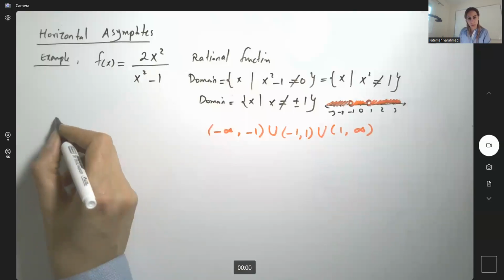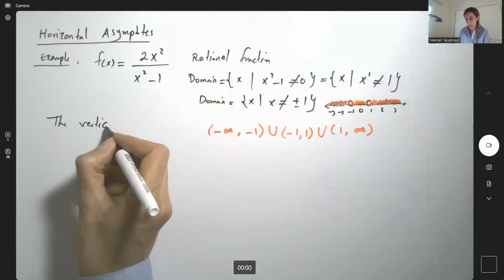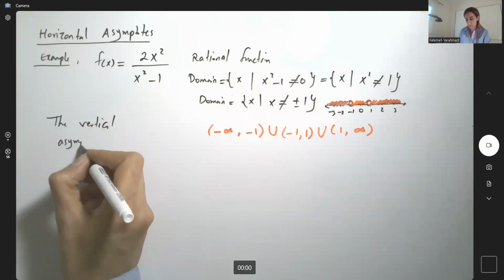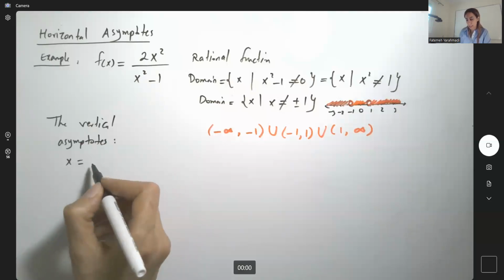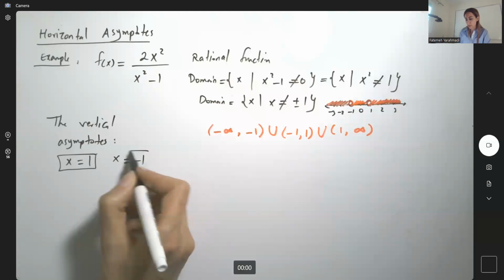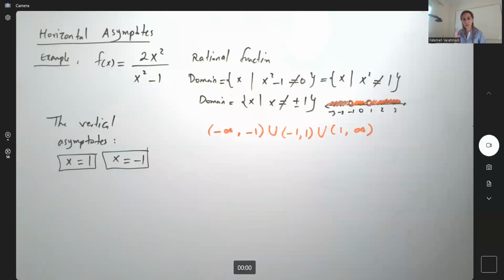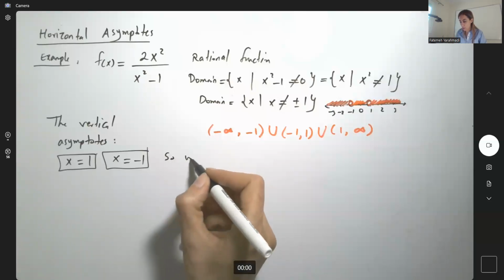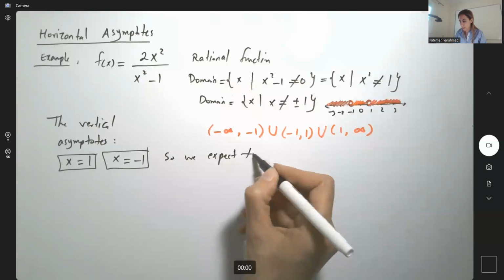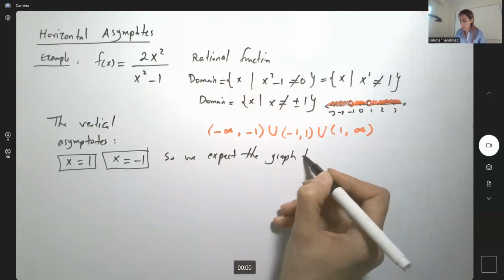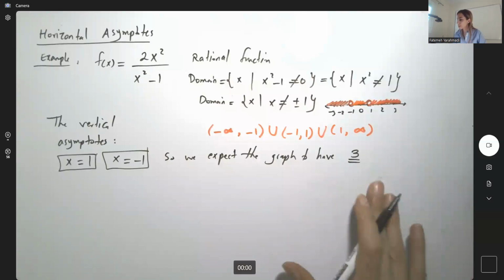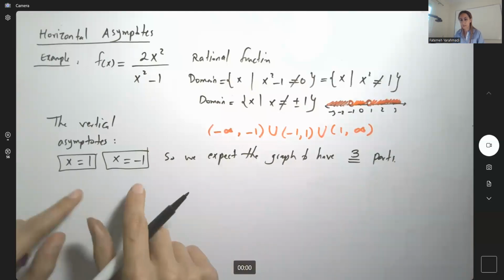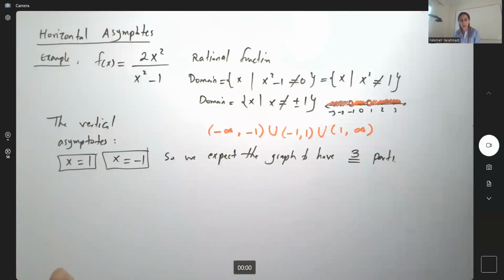The vertical asymptotes are easy to write. Why? We already know that it's x equals 1 and x equals negative 1. You have two vertical asymptotes. So we expect the graph to have three parts, three sections, because you have two vertical asymptotes, two vertical lines that divide up the graph into three pieces.